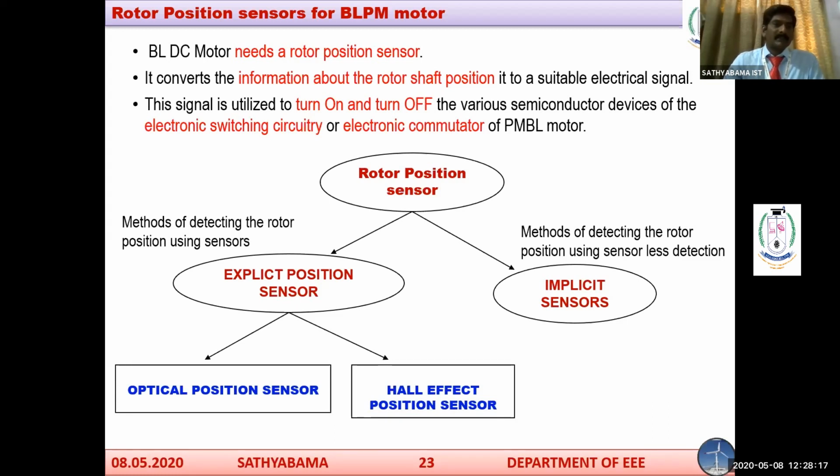One is the method of detecting the rotor position using sensors, that is, explicit position sensors. The other is the method of detecting rotor position using sensorless detection, that is, implicit sensors. Among the methods using position sensors, there are two further types, that is, optical position sensors and Hall effect position sensors. Now we are going to discuss the optical position sensor and Hall effect position sensors.